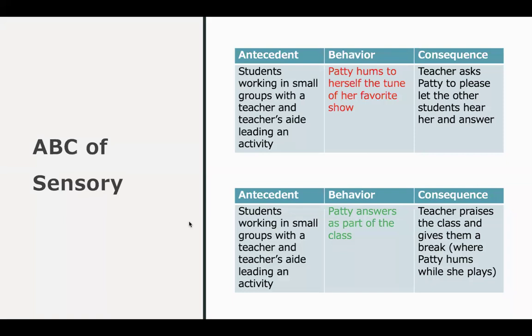So, what would we want instead? That humming is really disruptive, and we know that she doesn't need anybody else, right? She is just doing it because she likes hearing that song. She likes that sensation in her head of humming. So, what would we rather her do instead? When we're working in small groups, looking at now the second part, the green part, you would rather have Patty answer as part of the class, with our consequence being praise from the teacher. And then right after everyone answers their question, they're given a break. And Patty would be better suited to hum during that break than during that classroom activity.